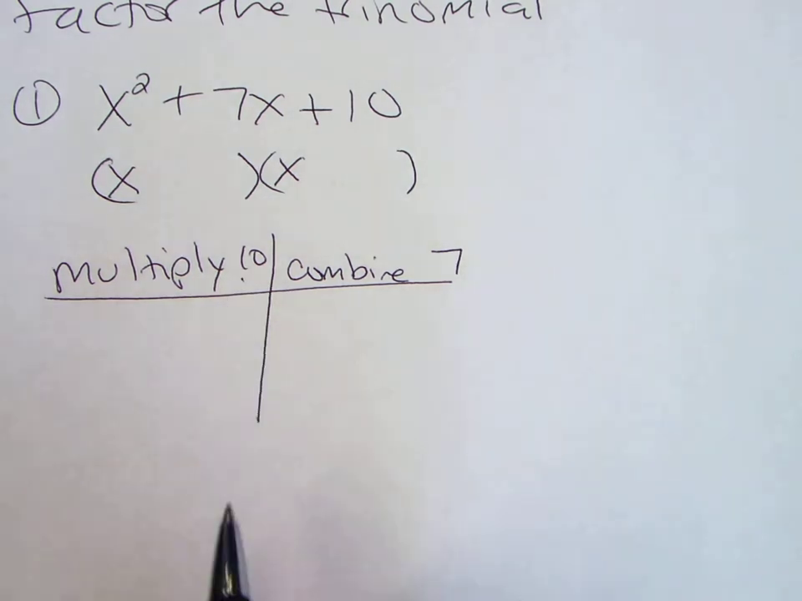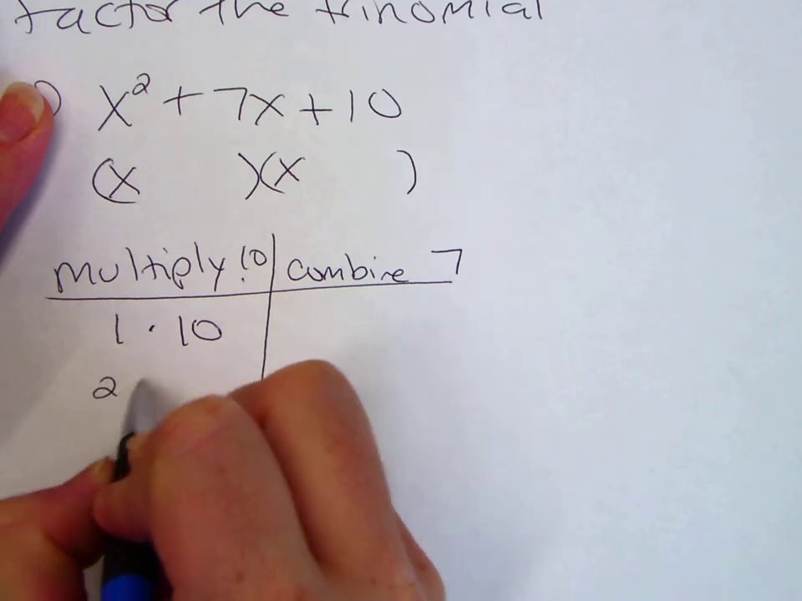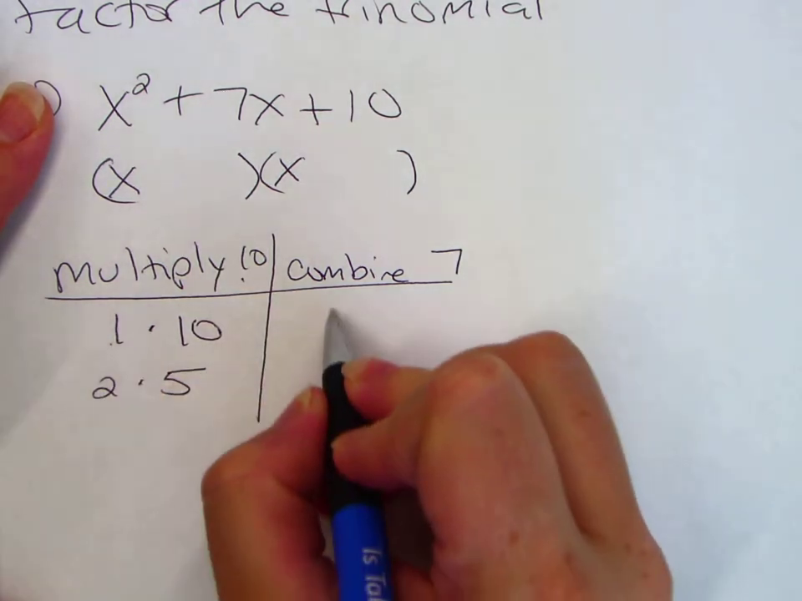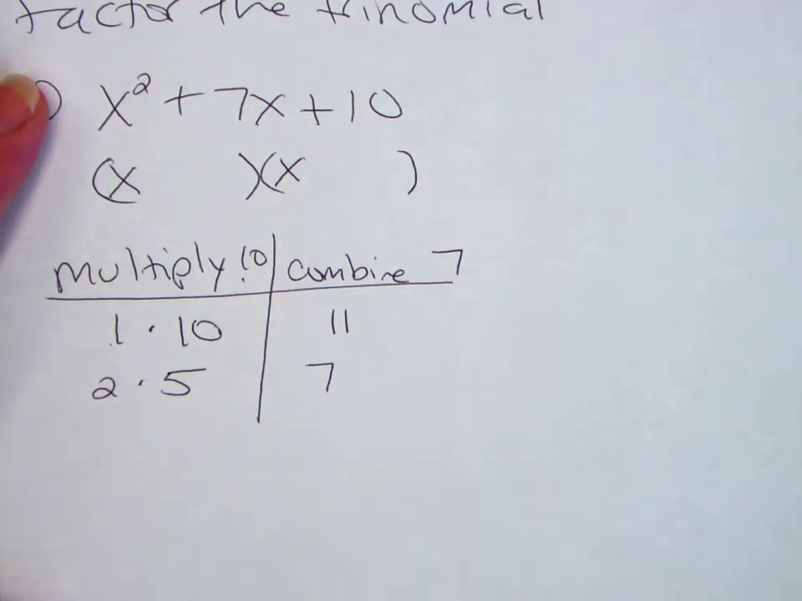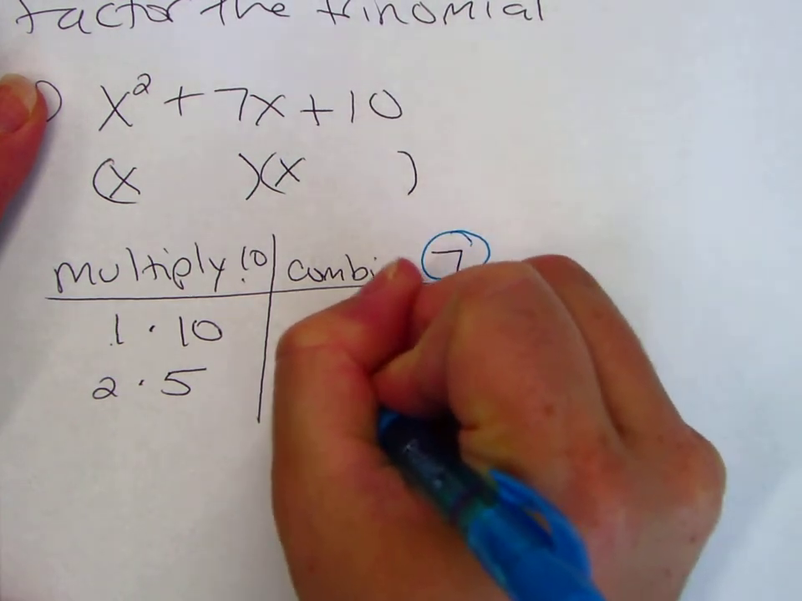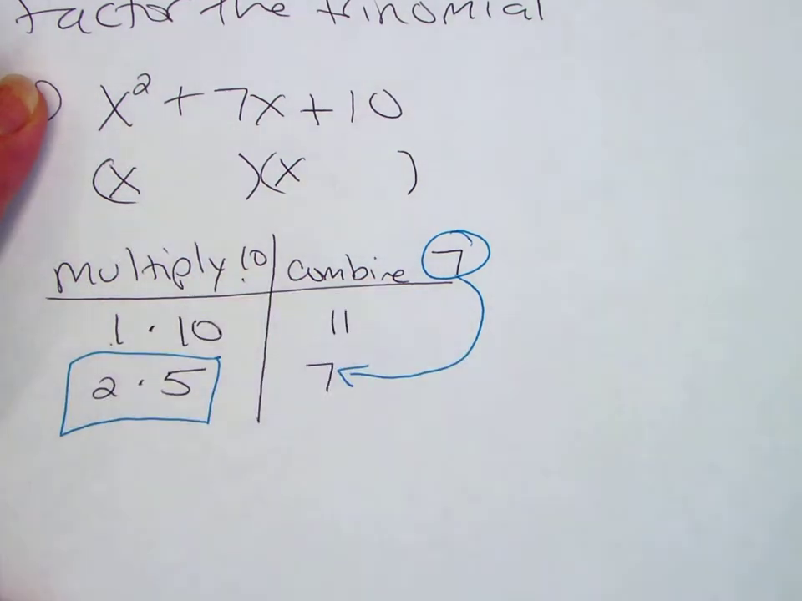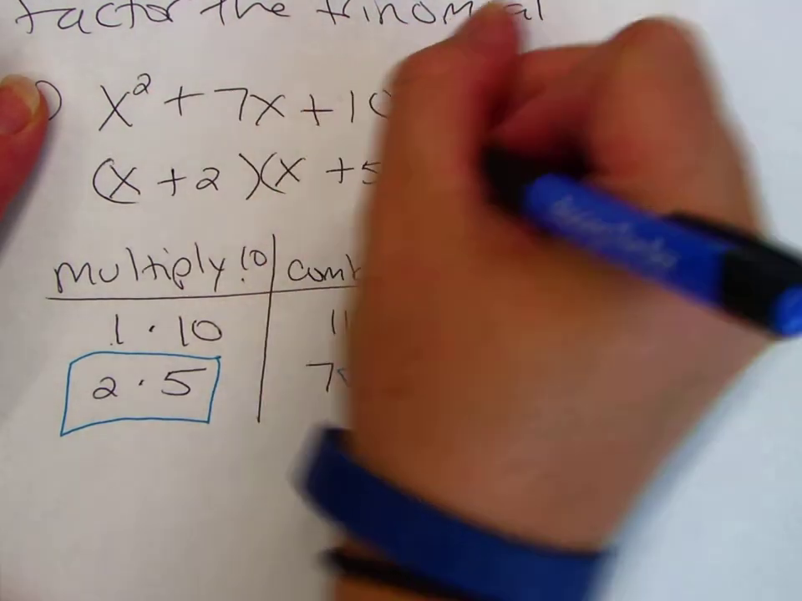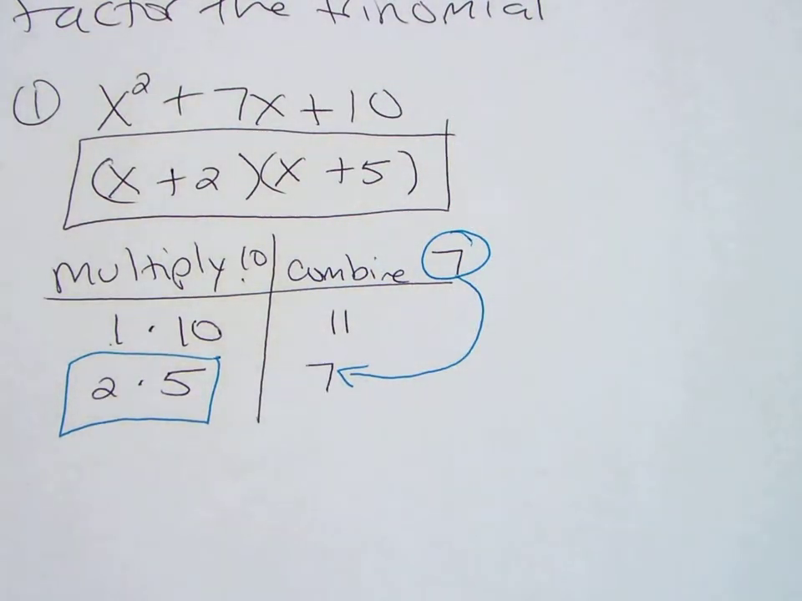I'm pretty sure you can do this in your head, but here's my method. Write down everything that multiplies to 10. 1 times 10 and 2 times 5. Then add across. 1 plus 10 is 11. 2 plus 5 is 7. What number are we looking for? We're looking for 7. 7 is right there. What are those two numbers that we need? 2 and 5. So we're going to put plus 2 and plus 5 in the parentheses. This is our answer. We just factored the trinomial.